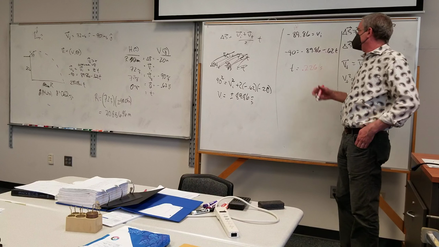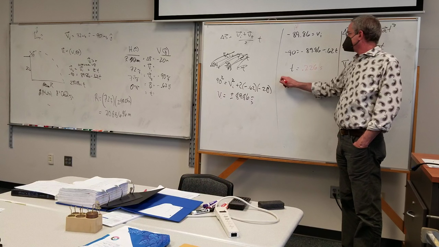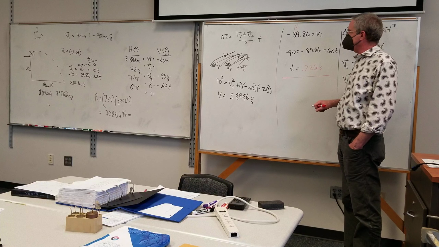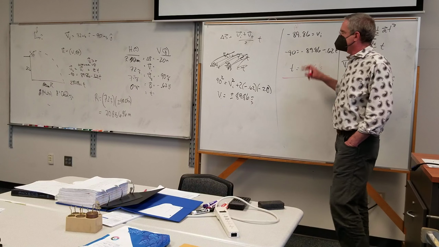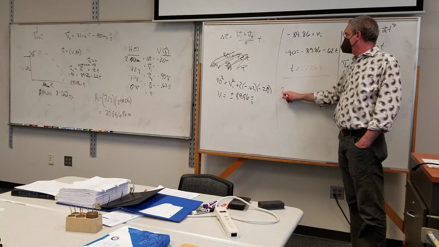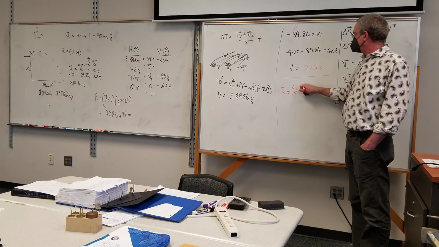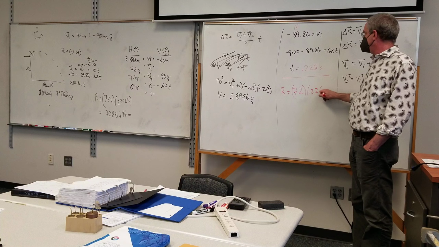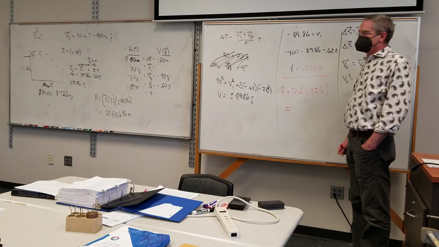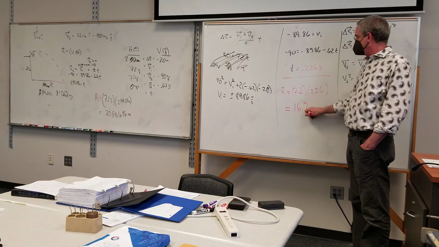All right, so we have time is 0.226 seconds, and so we need to figure out the initial velocity, oh wait, no, we have that. We're trying to figure out range. So R is equal to 72 times 0.226. 72 times that big number. 16.26 meters.